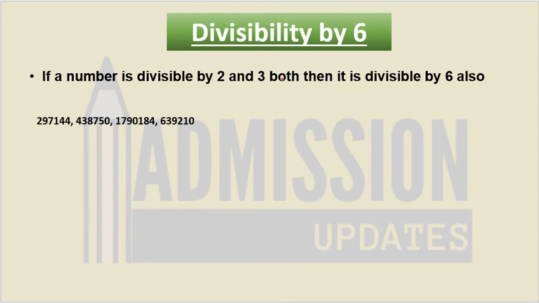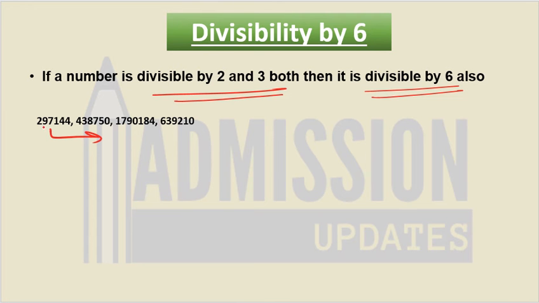So divisibility by 6 is easy. You can check it for a given number. If a number is divisible by 2 and 3 both, then it is divisible by 6 also. Here some numbers are given. Let us check these numbers first for 2 and 3.